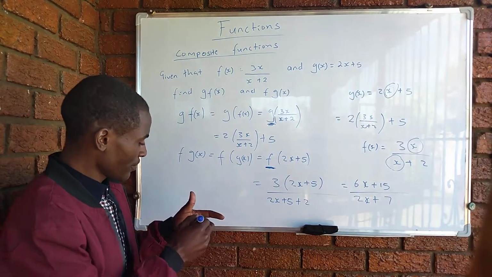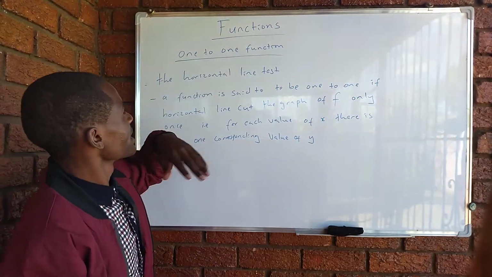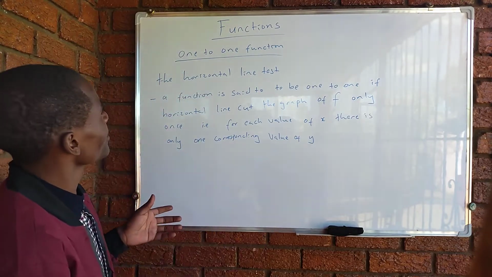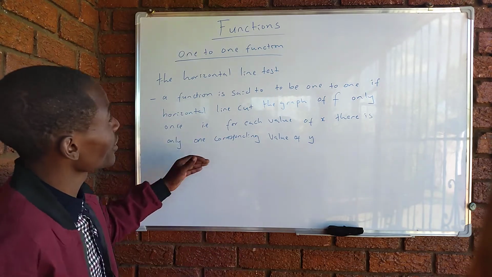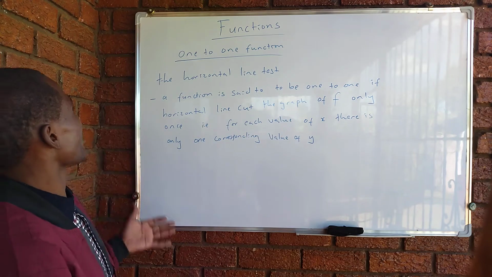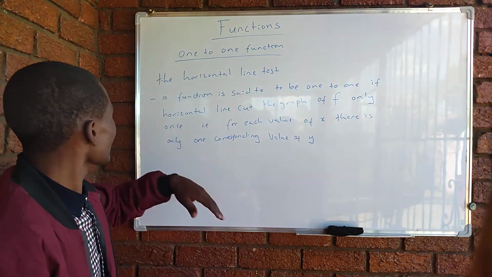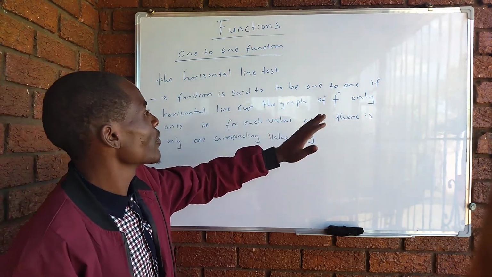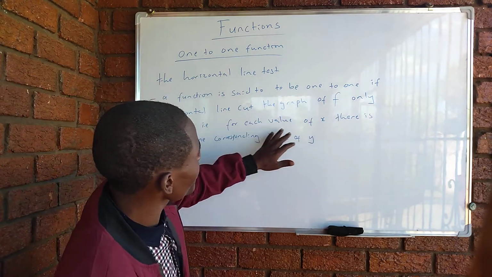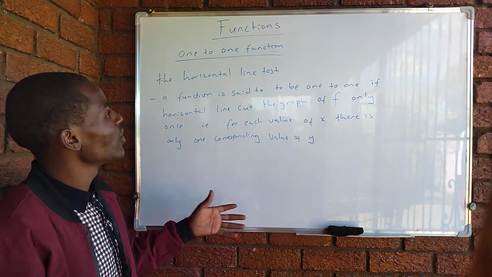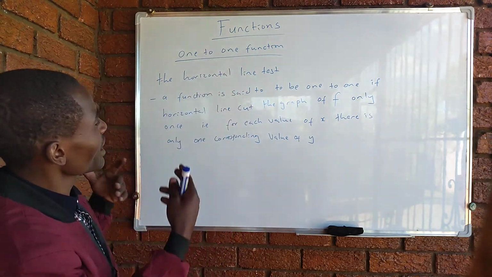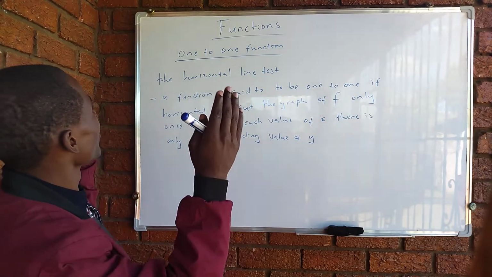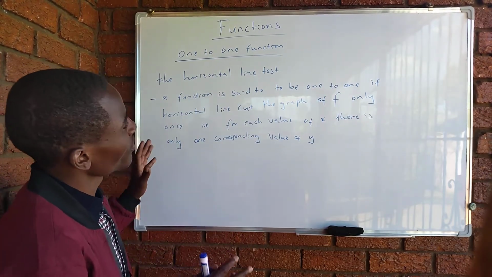Simple, right. So, one-to-one functions. We have a one-to-one function. In one-to-one functions, we can find the inverse of one-to-one functions. So we can see, say, this is a one-to-one function. The horizontal line test, right? A function is said to be one-to-one if a horizontal line cuts the graph of f only once, i.e. for each value of x, there is only one corresponding value of y. Which means for each value of x we substitute, we have to get only one corresponding value of y. You are taking the one-to-one function, and you can find the inverse of such functions, right?